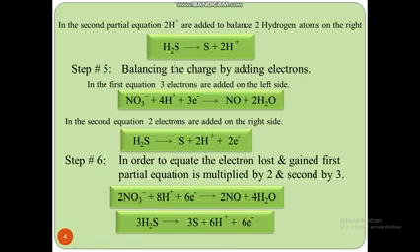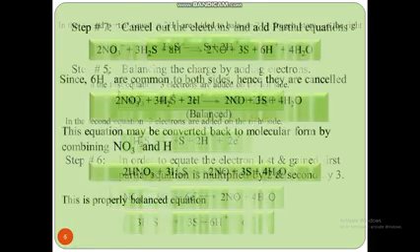That is, we cross multiply the coefficients of electrons in both the equations. This is the first partial equation. We multiplied this partial equation by 2. The whole equation is multiplied by 2. And this is the second partial equation. We multiply the whole partial equation by 3. As you see on the screen, there are 6 electrons common on both the equations.